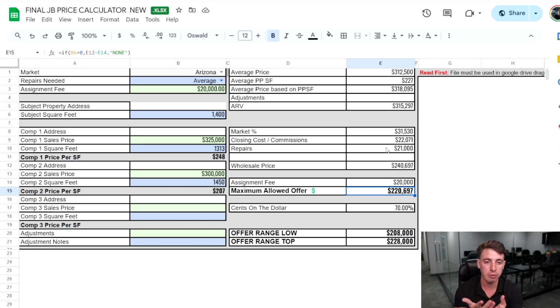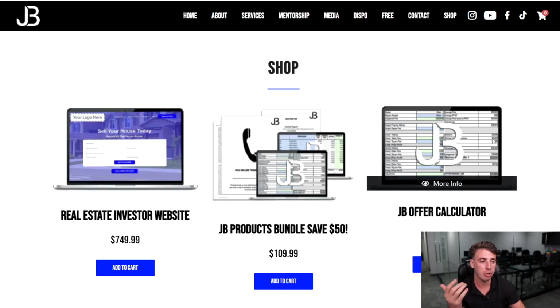So when you're trying to figure out what to offer the seller, you should be running the math the same way your buyer is going to be running the math in order to actually get an accurate price. That way you can actually lock up deals where you know you're going to make money.